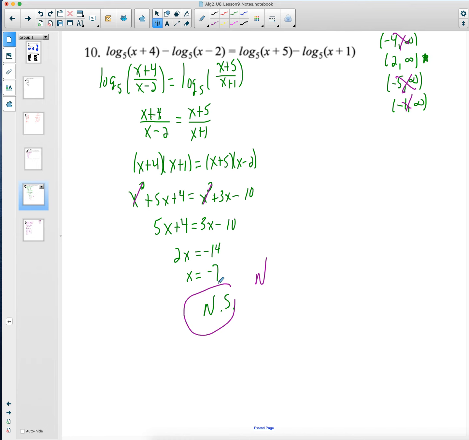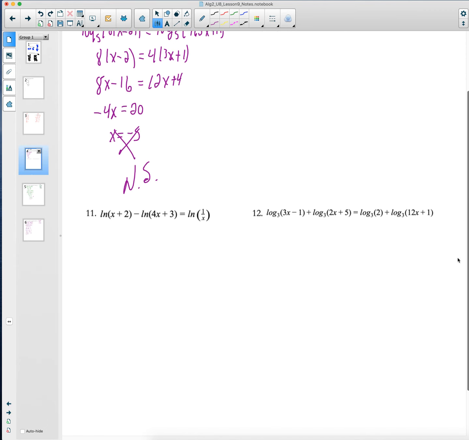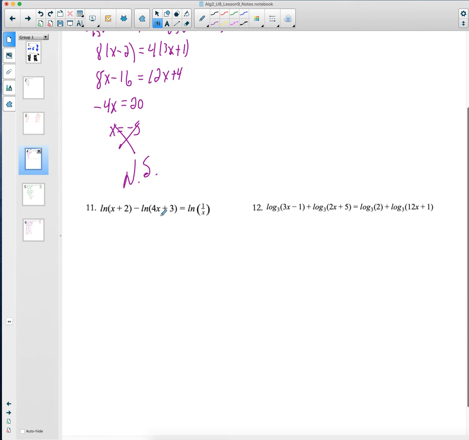All right, 2 more problems left, 11 and 12. Let's do 11 together, and then I'll have you guys do 12 on your own. So let me scroll down here, give us a little bit more room. All right, so all of my logarithms are the natural log here.